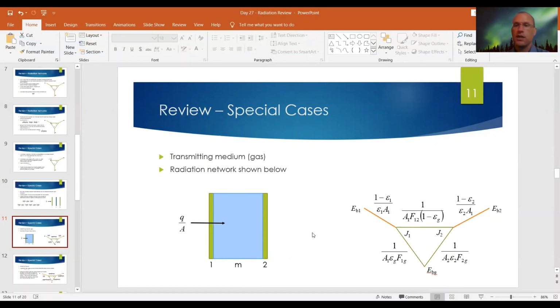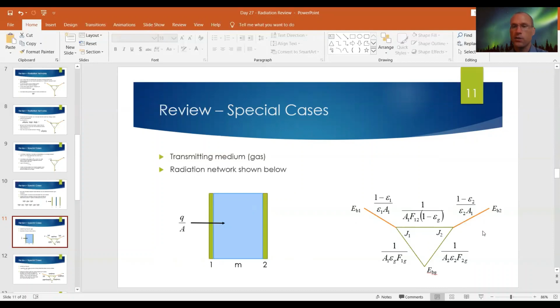The amount that gets transmitted would look like 1 minus epsilon, because epsilon is the same as absorbing, and whatever does not get absorbed gets transmitted. So this is basically the transmission of the medium. In this case, G stands for gas, meaning the gas for this radiation network. The gas is very large, so instead of having a J for the gas, you have the EB for the gas, because I'm assuming the area essentially is very large.